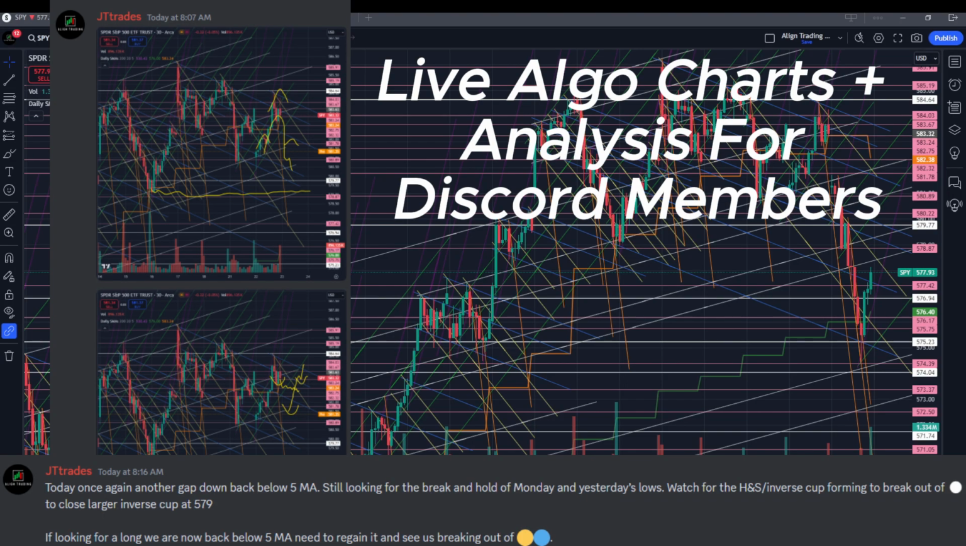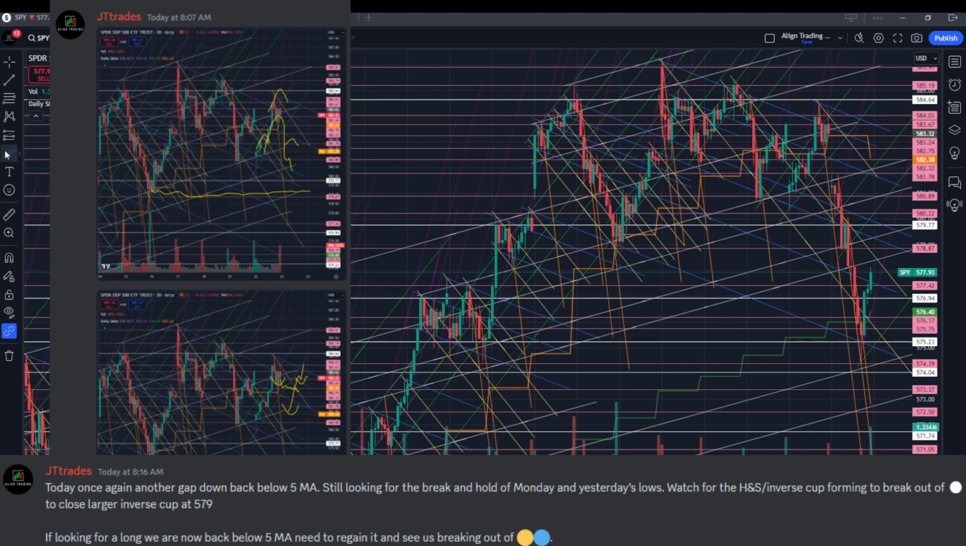The first thing I explained here in the morning in the pre-market brief for Discord members was to be watching for this breakdown of this 580 level that we have been looking for the past couple of days. You can see we bounced off of it twice before, and so this third time we are looking for this inverse cup close, that handle right there, and then to close the cup at this next level.